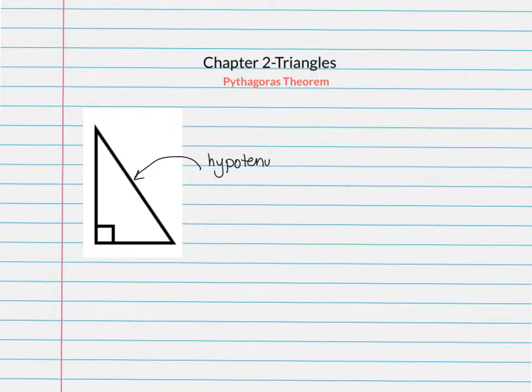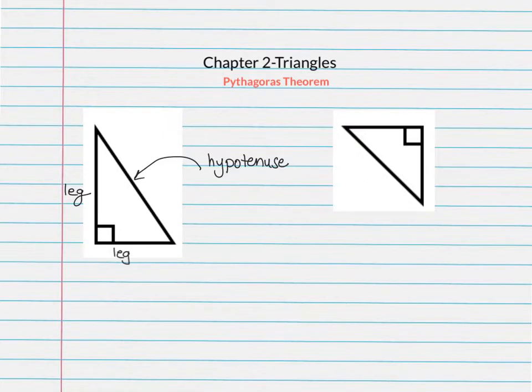Now, the other two sides of the triangle that are different than the hypotenuse are called the legs of the triangle. This is a leg, and here we have another leg. Now, the most important thing in a right triangle is to identify the hypotenuse.